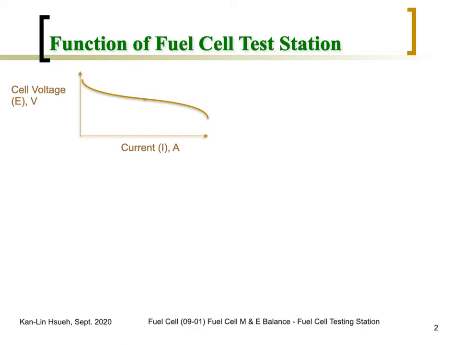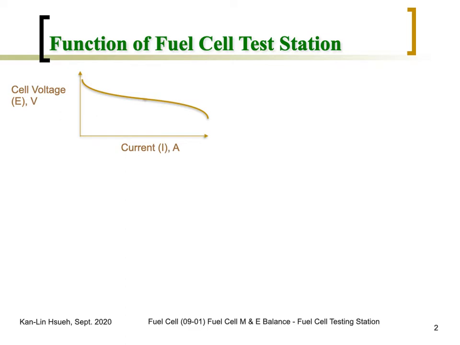The first thing is that you want to run the fuel cell voltage against the output current. Usually, the higher the output current, the more the cell voltage will decrease. And that depends on the different kinds of fuel cell. The curve might be different. Some people call this a polarization curve. Some call it the EI curve, the voltage versus current curve.